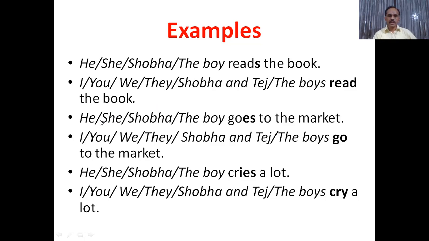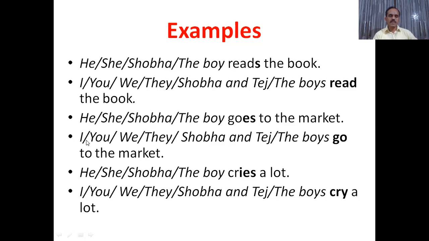Let us go to the next example. He, she, Shobha, the boy, same subject. Here I have used "goes to the market", right? So go is the base form. Here we have added ES, goes. Why? Because here the subject is third person singular. That is why you have added ES to the base verb: goes to the market.